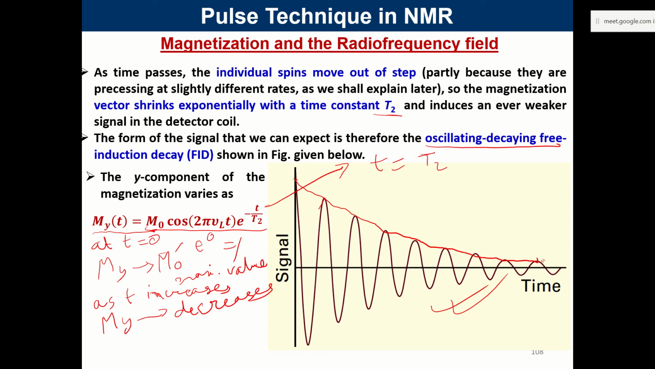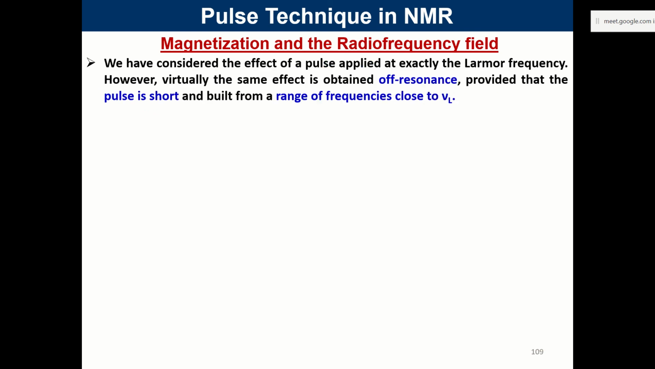The signal decays to 1 by e times the original value at t equal to T2. So this is how you can also define the time constant T2, what we mean by T2. We'll further understand more on that relaxation, how and why M changes.